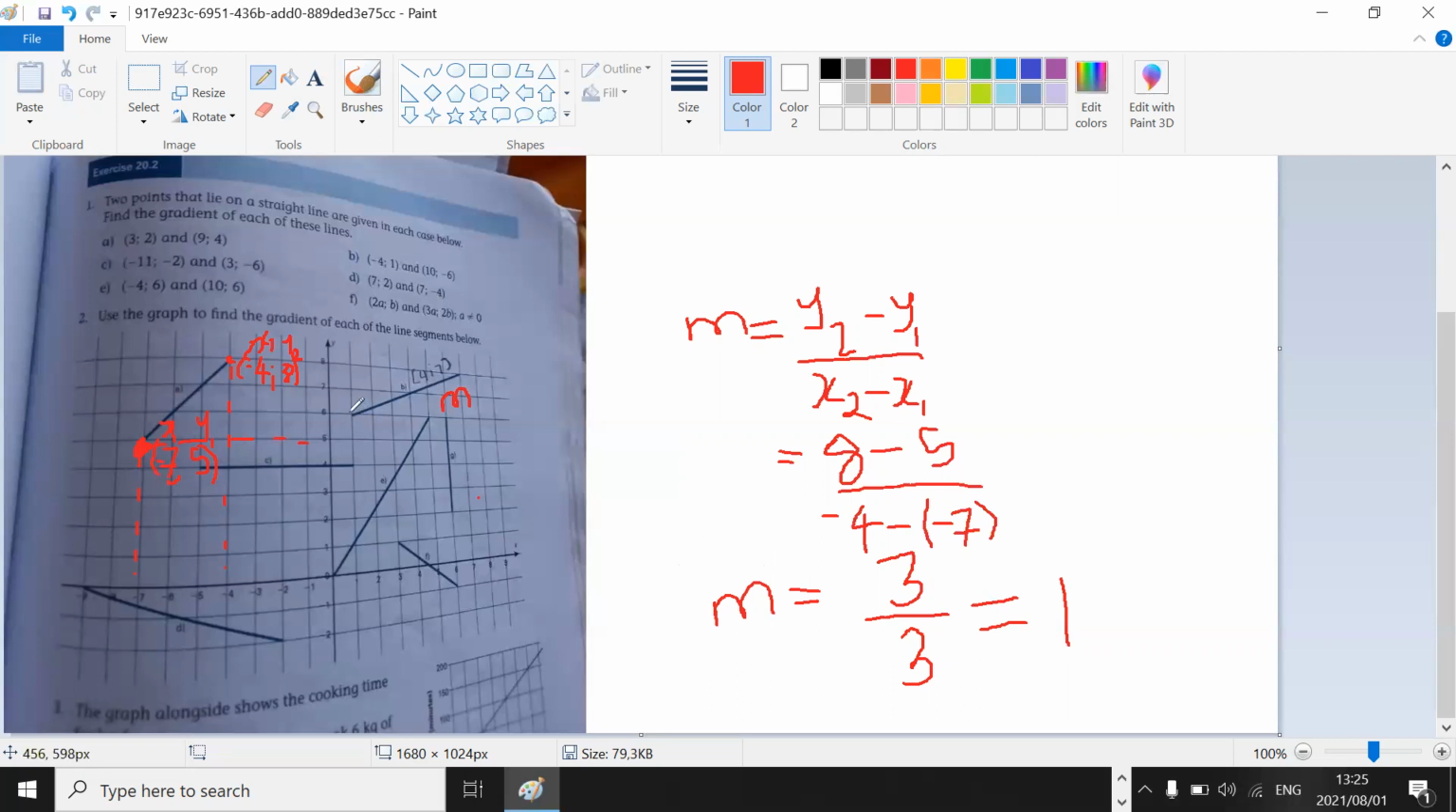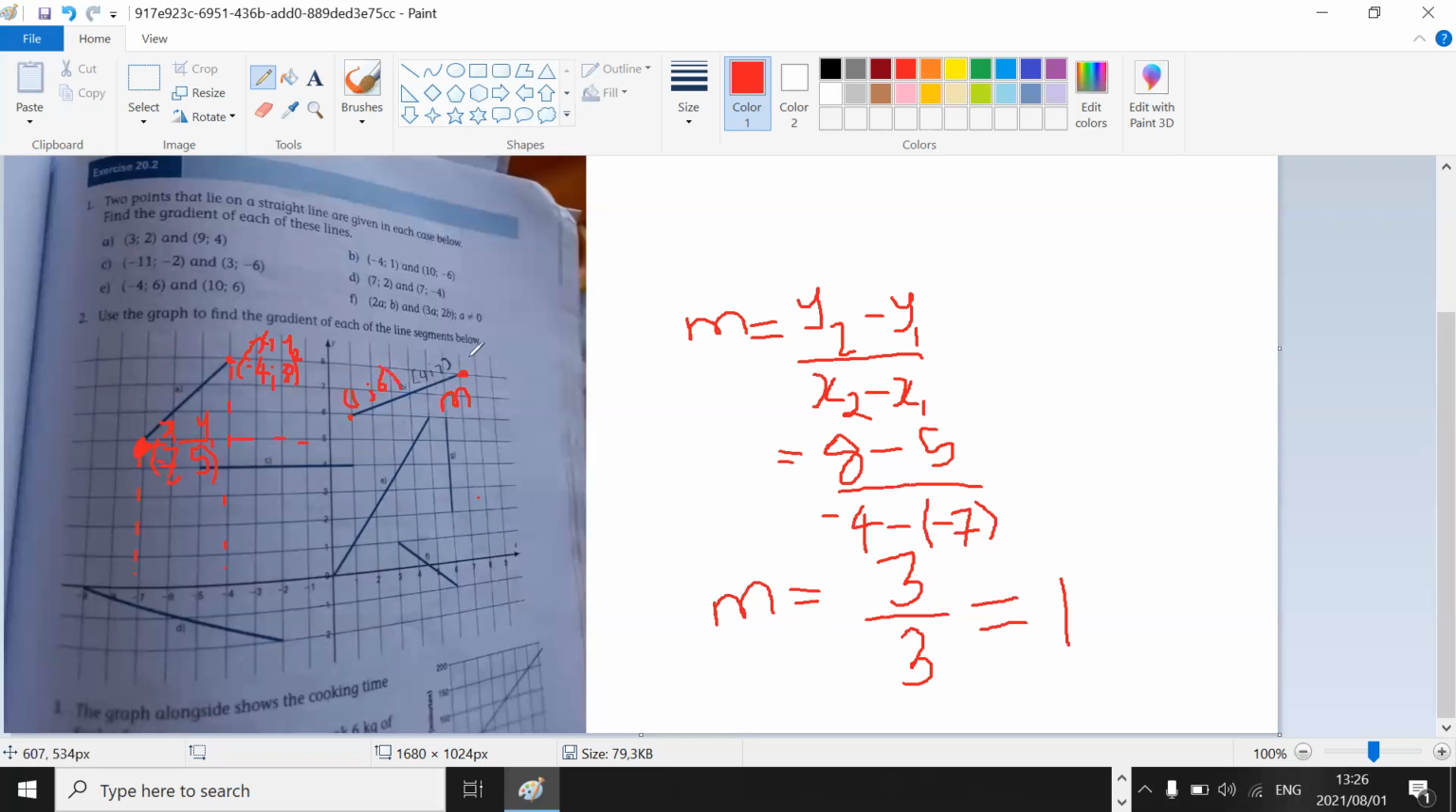Let's try this other one. I think what is critical is for me to show you how to get the points. Once you have the points, you can substitute and find the gradient. Let's start with this one. This is the starting point. What is the coordinate of that starting point by using the Cartesian plane? That point has an x value of 1, and then the y value is 6. Yes, very true.